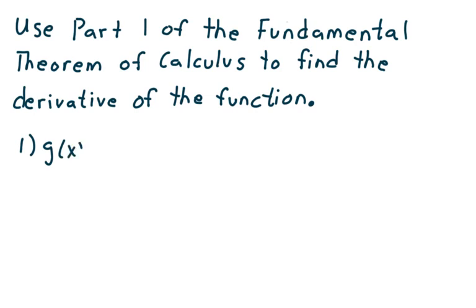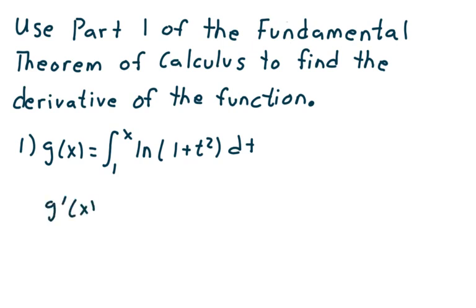Suppose we're given g of x is equal to the integral from 1 to x of natural log of 1 plus t squared dt, and I want g prime of x. To find g prime of x, in the integrand natural log of 1 plus t squared, I'm going to replace t with x. And so g prime of x is equal to natural log of 1 plus x squared. And that's example 1.